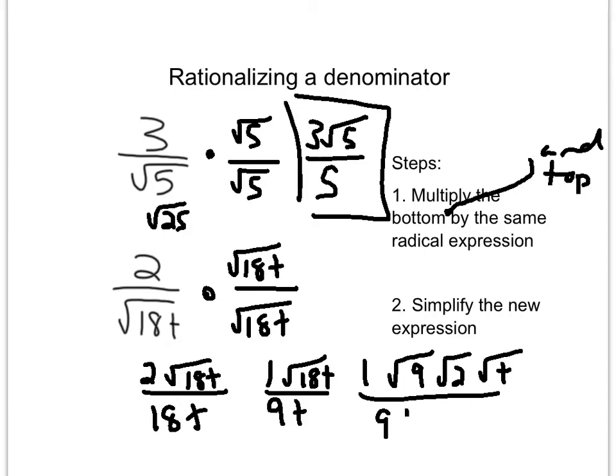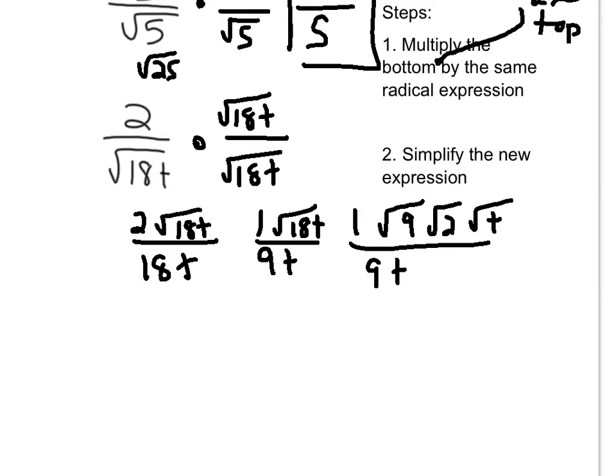And that's all over 9t. Alright, so now if I simplify this, I've got 1 times the square root of 9. Well, the square root of 9 is 3, so that's the same as 1 times 3, which gives me 3. And then I've got the square root of 2, which can't be simplified, the square root of t, which can't be simplified, all over 9t.